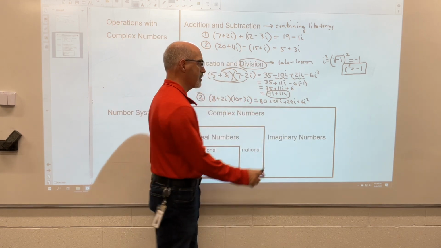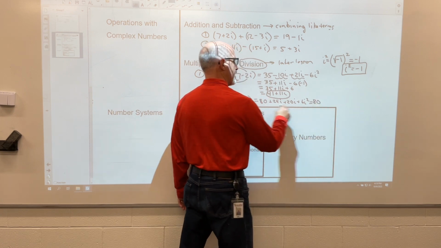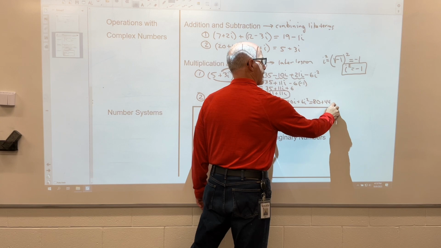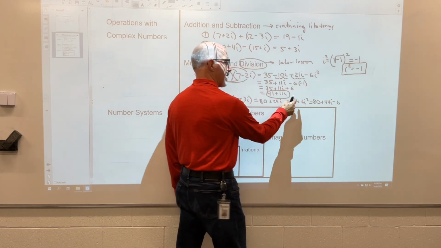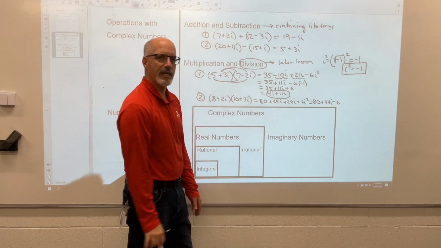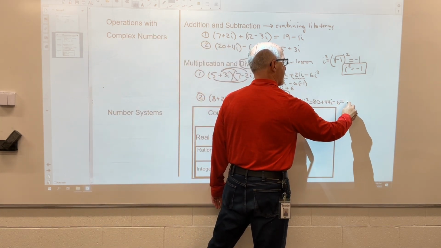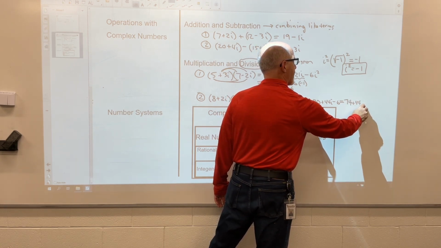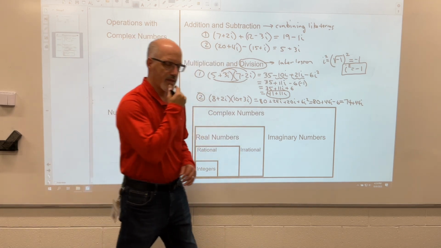times 6. So what I get is 80 plus 44i, and then this will be a minus 6, because we got 6 times negative 1 gives me a negative. And then 80 minus 6 will give me 74 plus 44i. Multiply those two together. Hopefully that's what you got when you did this.